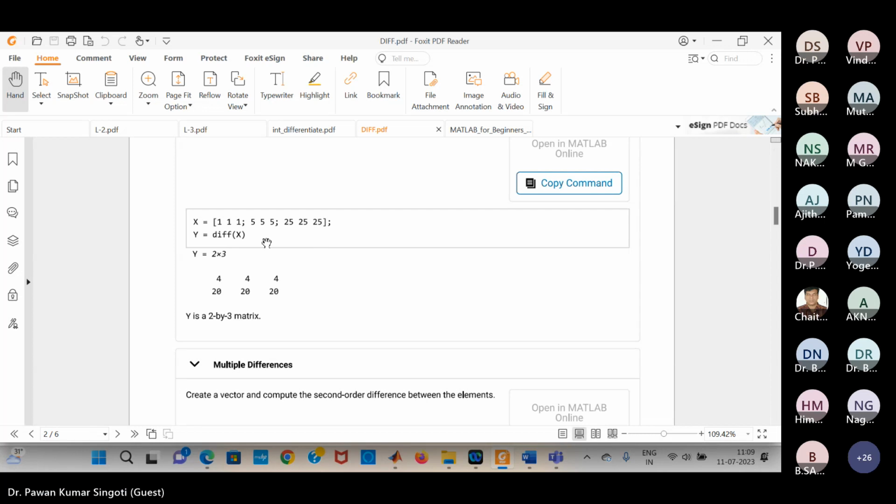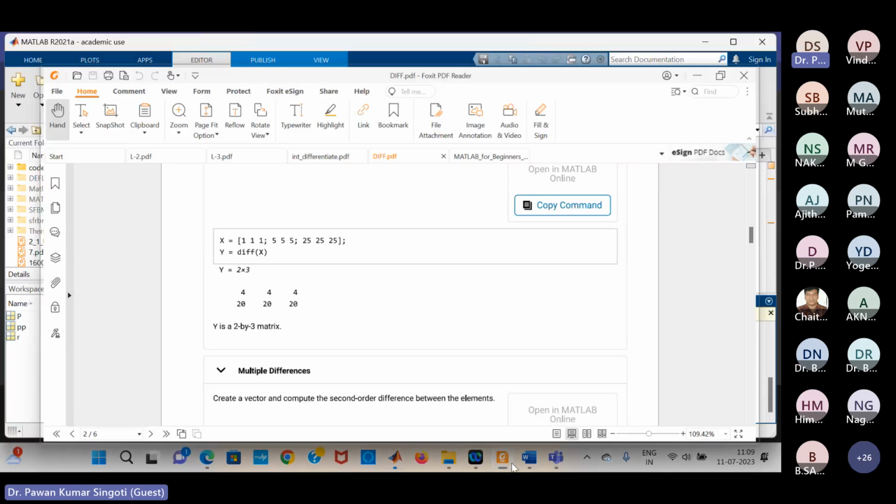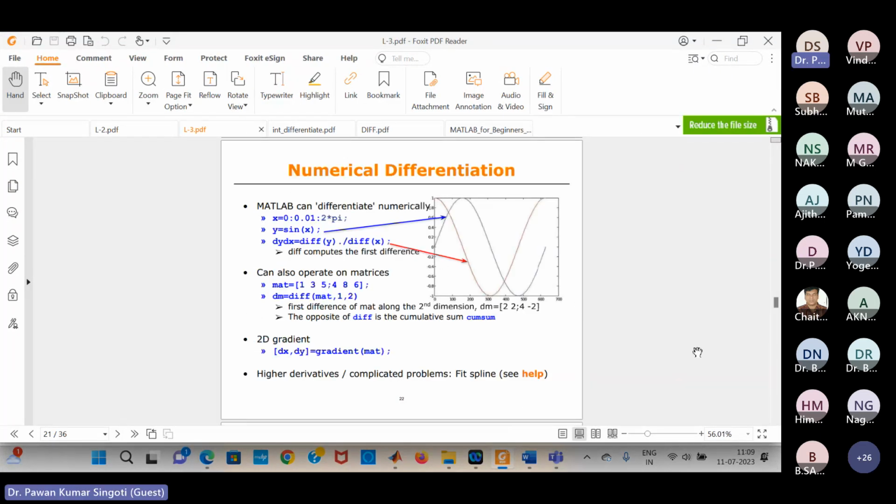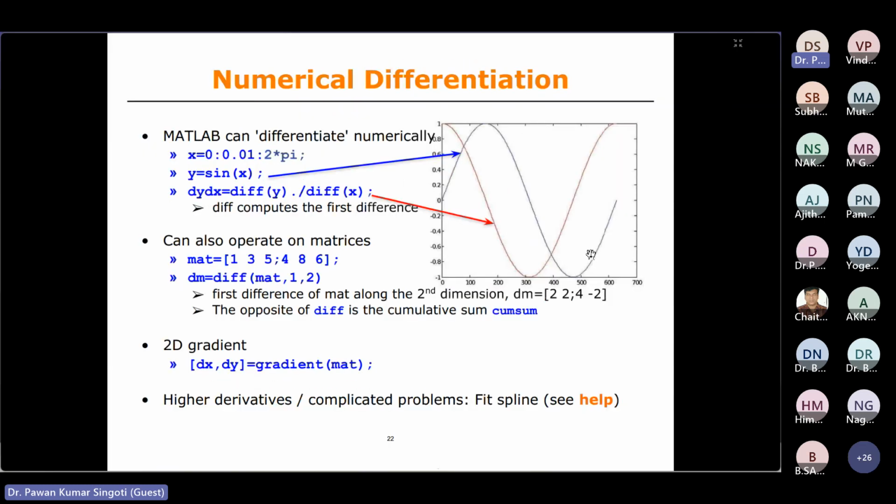Again you can see diff x. It will reduce, you can see this is a 3 by 3 matrix, but here the result is 2 by 3 only. Why is it like that? Because it is doing 5 minus 1 is 4, 5 minus 1 is 4, 5 minus 1 is 4, and for the next one 25 minus 5 is 20, 25 minus 5 is 20, and 25 minus 5 is 20. So like this it is differentiating.